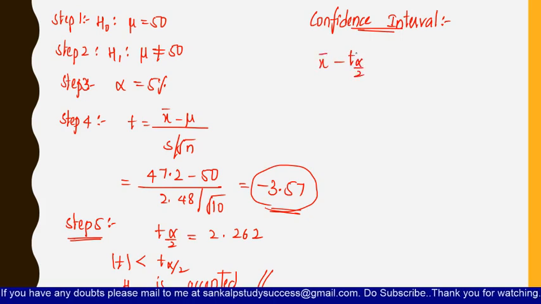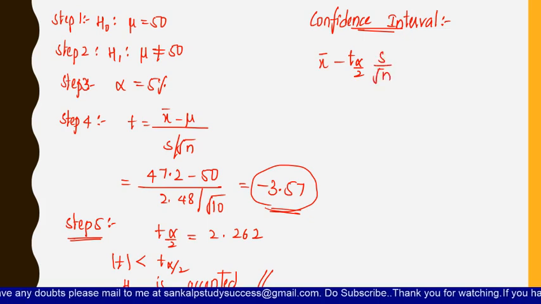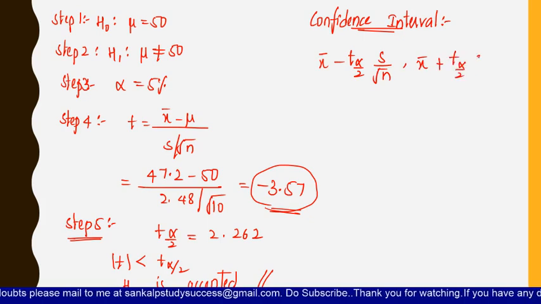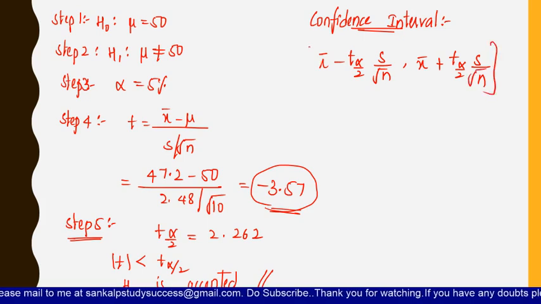Here it is x bar minus t alpha by 2 into s by root n, comma, x bar plus t alpha by 2 into s by root n. So this is the confidence interval.